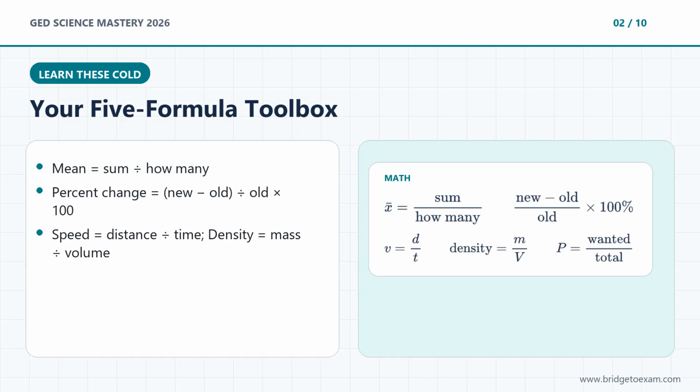Let's meet your toolbox. 1. The average, or mean. Add the values and divide by how many. 2. Percent change. New minus old, over old, times 100. 3. A rate, like speed, distance divided by time. 4. Density, mass divided by volume. And 5. Probability, the number of outcomes you want divided by the total number of outcomes. 5 little formulas, and running through all of them is one habit. Keep the units attached, because the units tell you what the answer actually means.